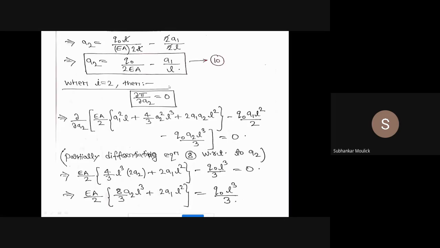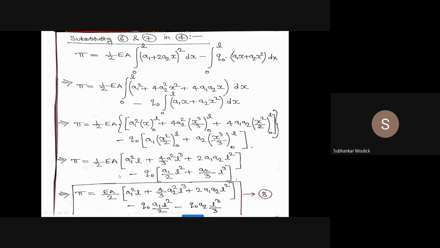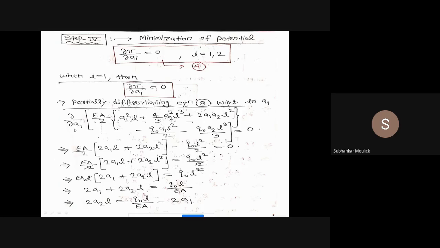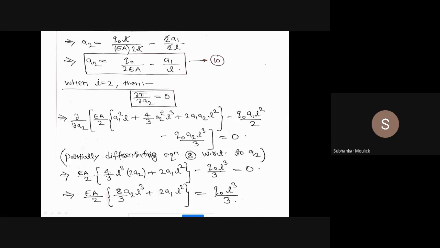Okay. Now, the second time, I will partially differentiate the potential of the function with respect to A2, and I will equate it to 0. Equation number 8 is my potential of the function. Now, I will differentiate equation number 8 partially with respect to the second unknown coefficient, that is A2. So del by del A2 of your equation number 8, that is pi, equal to 0.